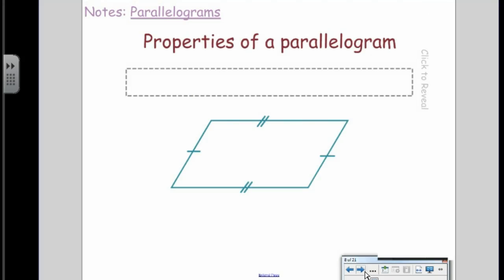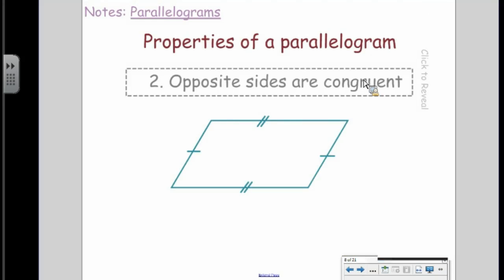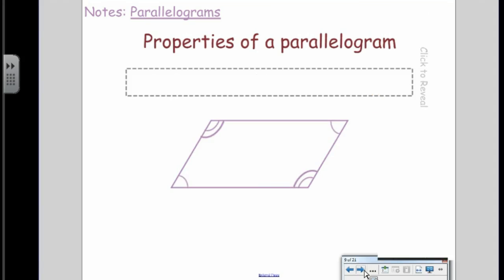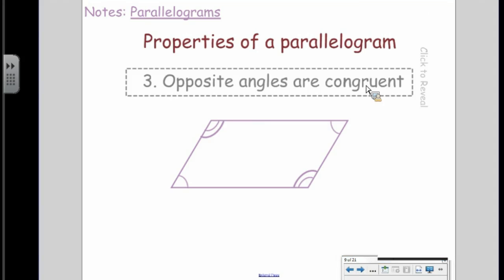Property number 2, write it on your family tree. Opposite sides are congruent. Got it? Opposite sides are congruent, the same length. Property number 3, opposite angles are congruent. Got it?